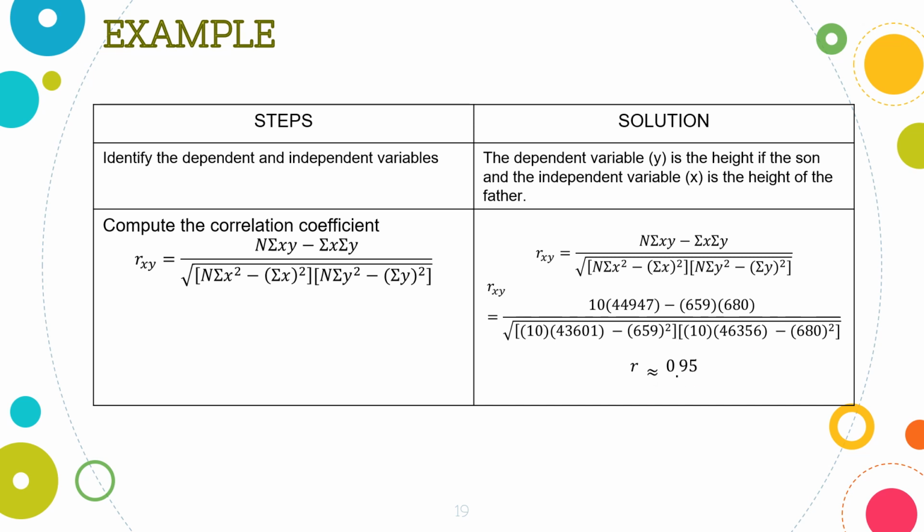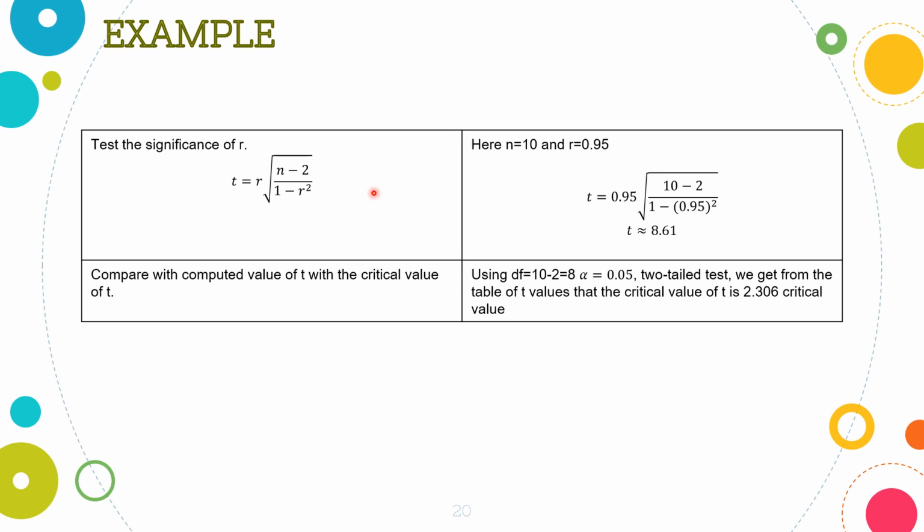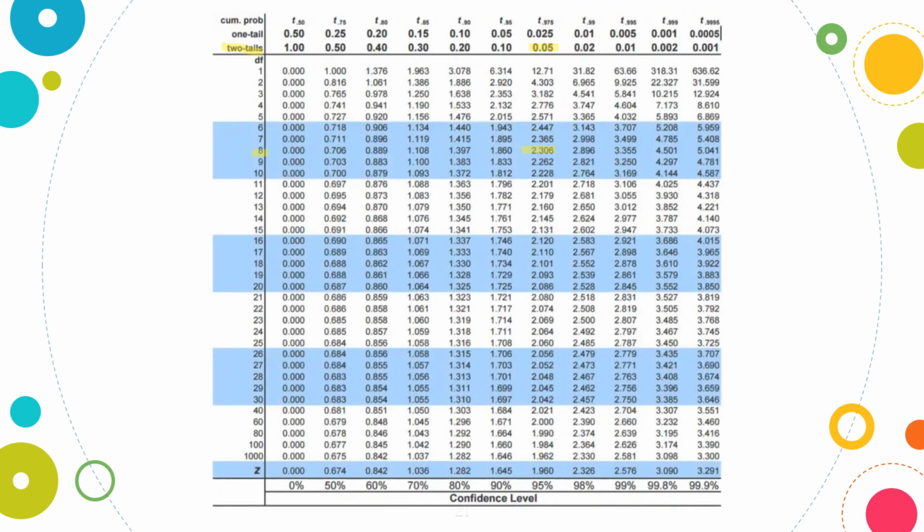Then, we test the significance. So, the computed t is 8.61 using this formula. Then, we compare the computed t with the critical value. So, the critical value is 2.306. Let's see from the table. Okay, our df is 8 because the given data is 10. So, 10 minus 2 is 8. So, 0.05, then 2 tails, so 2.306.